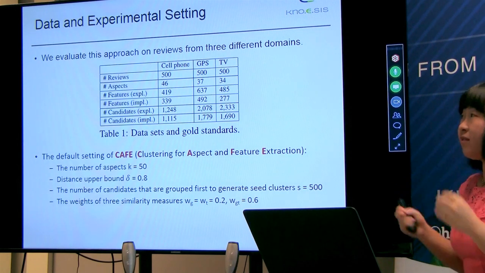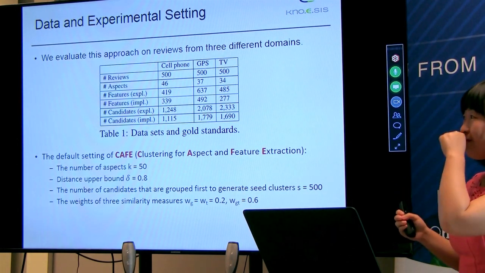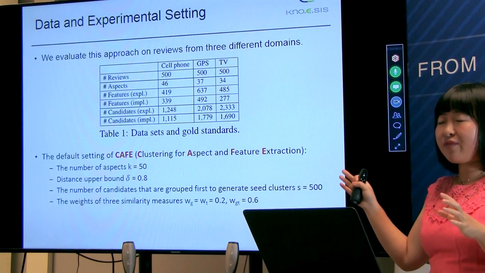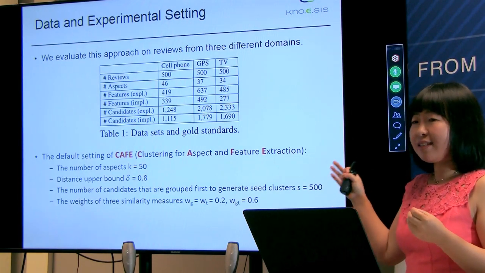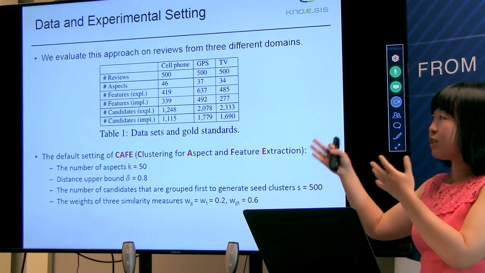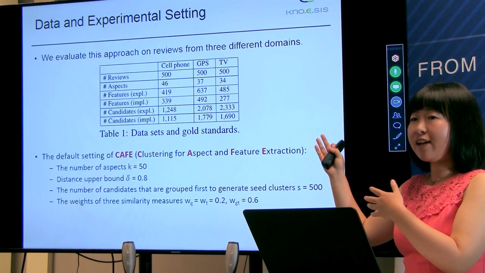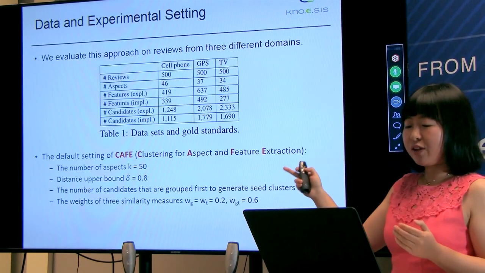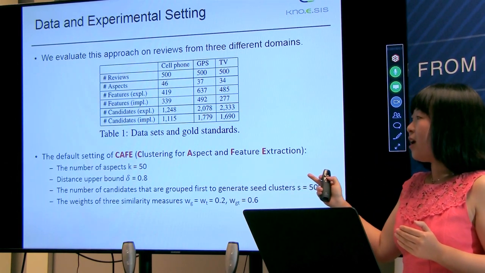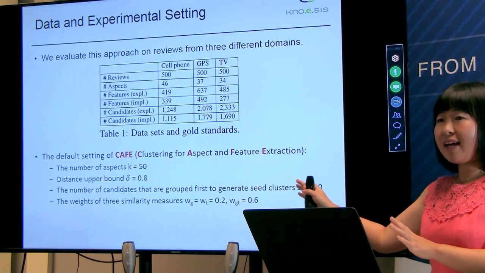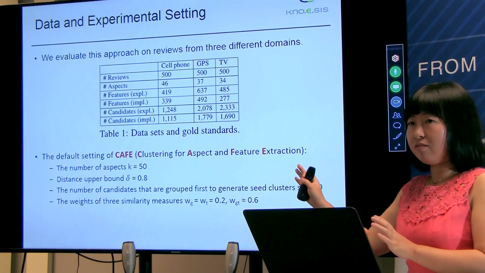Then we conduct experiments on three domains. The cell phone reviews are collected from the Samsung website. GPS and TV reviews are collected from Amazon. We build the gold standards by manually identifying aspects and features. We named our method CAFE, clustering for aspect and feature extraction, and we have some default parameter settings. We will study the influence of the parameters later.